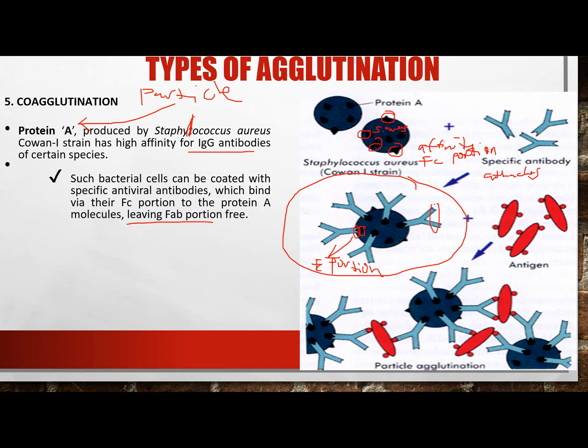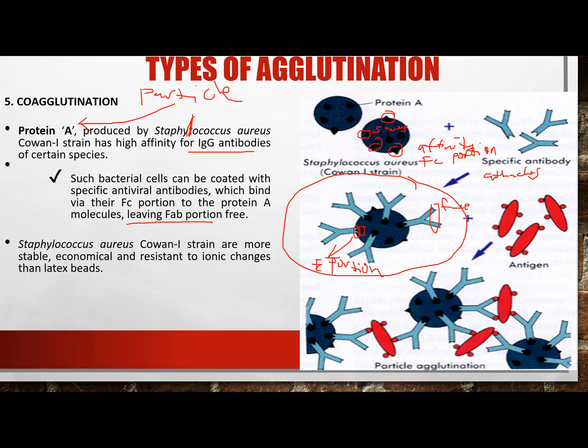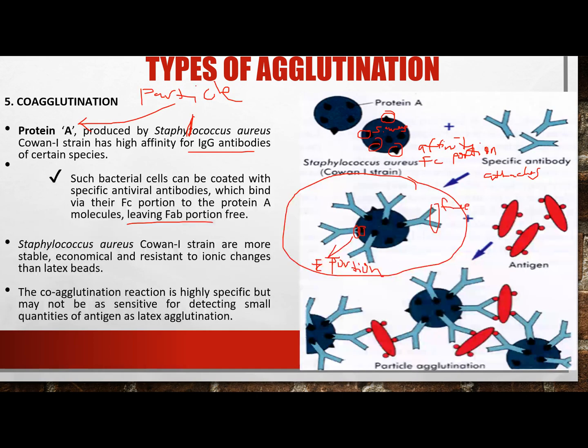And if you take a look, the Fab portion or the Fab sites are free. Now, once you add your antigen, the antigen with its receptors on its surface will now be able to attach to the Fab sites, producing agglutination, class. So Staph aureus Cowan-1 strain are more stable, economical, and resistant to ionic changes than latex beads. So they would use this as a substitute, class.